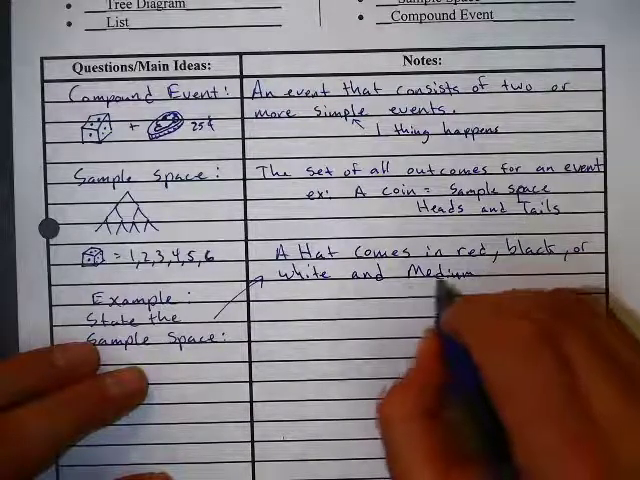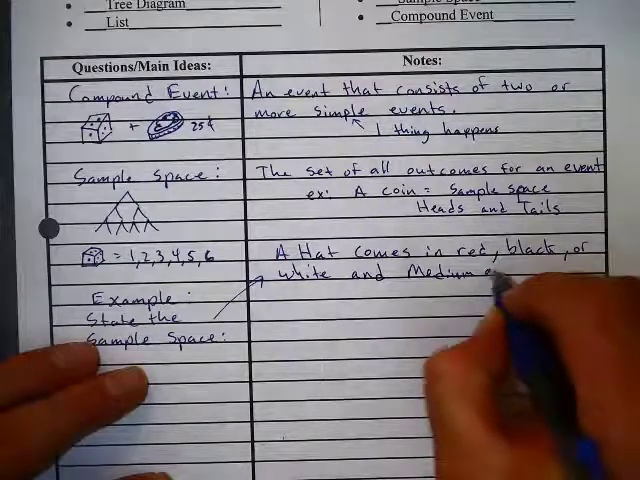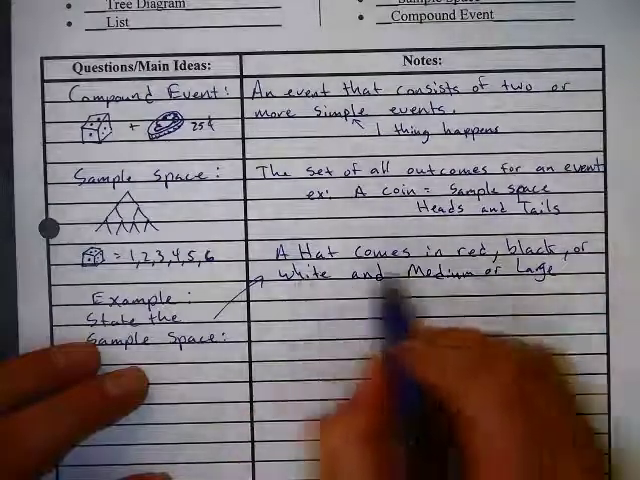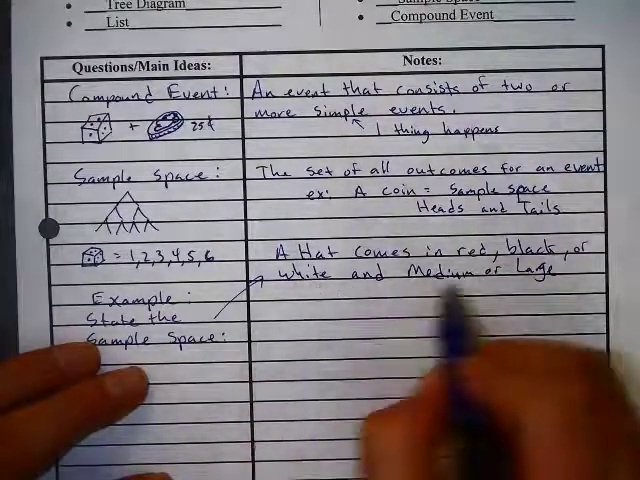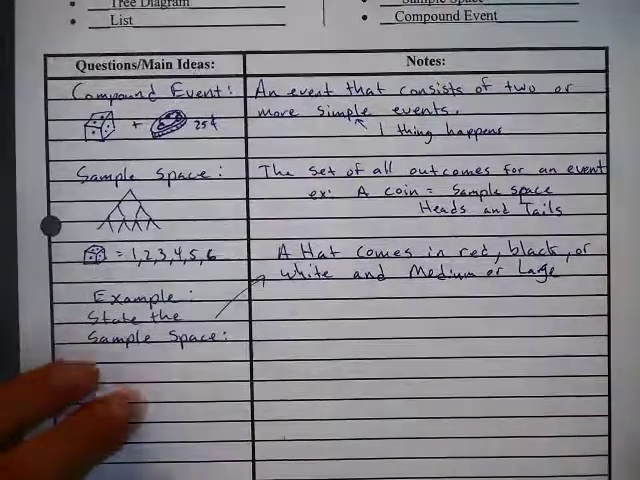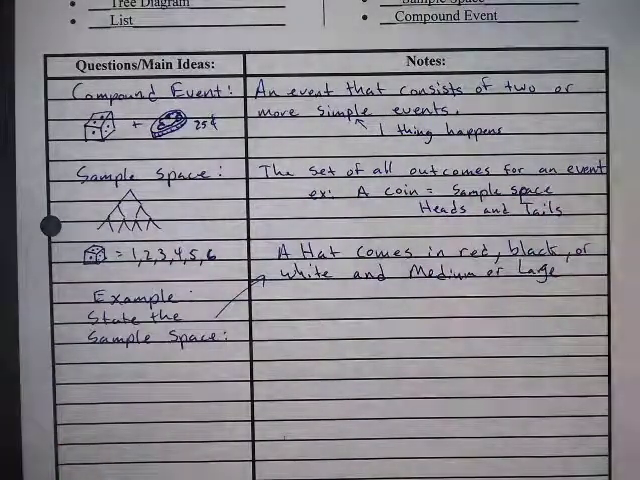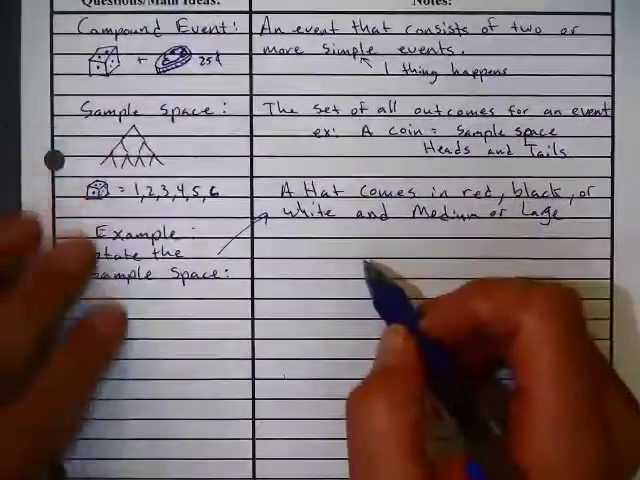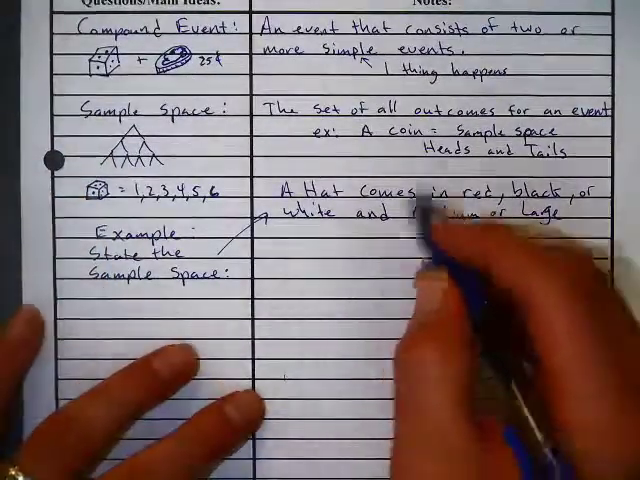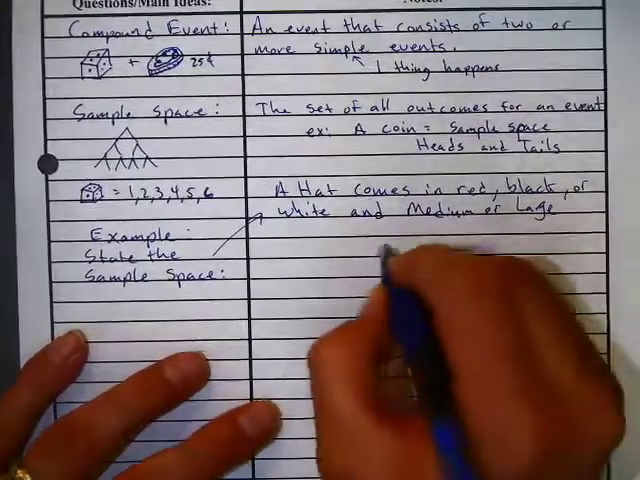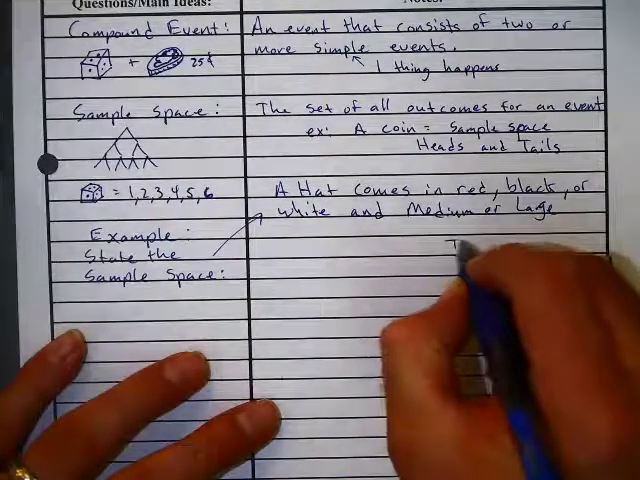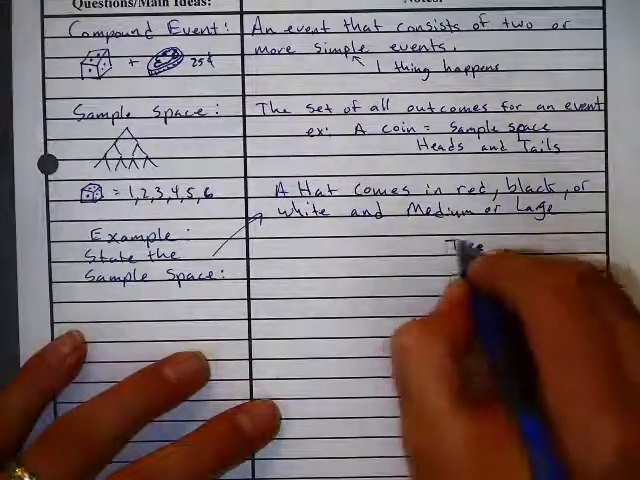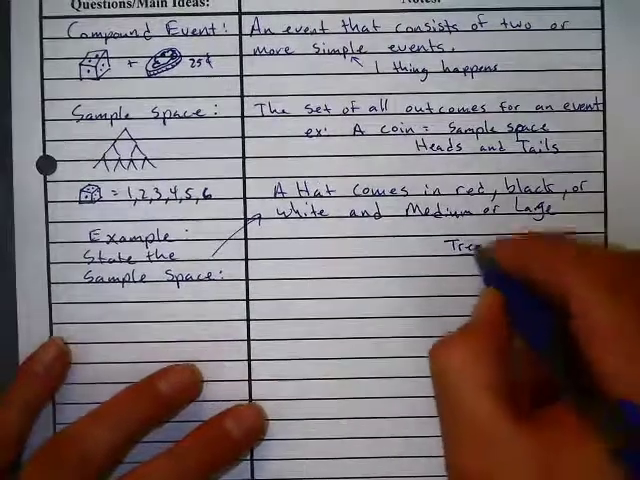It was actually one. Medium or large. All right. So the hat comes in red, black, or white, and medium and large. So we're going to list every single outcome that could possibly happen. That's called a sample space. And we're going to use a beautiful tree diagram for this. Yay, we're going to call it a tree diagram. I'm going to define that a little more later.